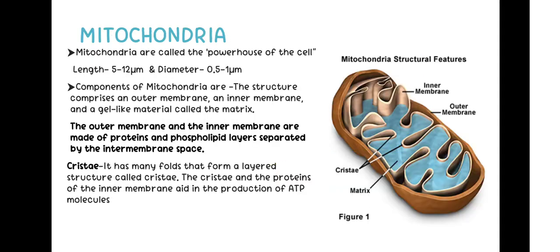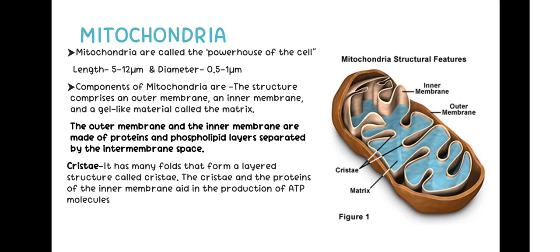So the next cell organelle is the mitochondria. We know that the mitochondria are called the powerhouse of the cell, because they make the power or energy. The length of the mitochondria is 5 to 12 micrometers, and the diameter is 0.5 to 1 micrometer.